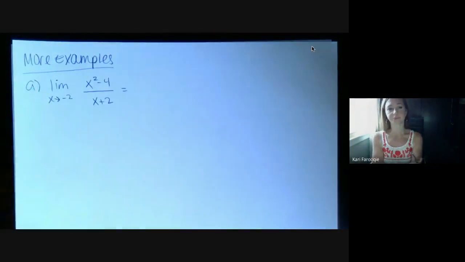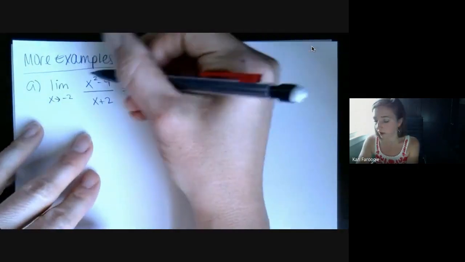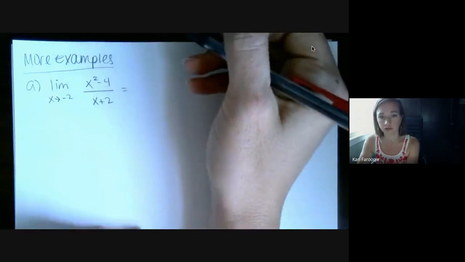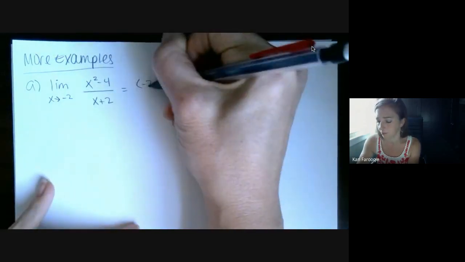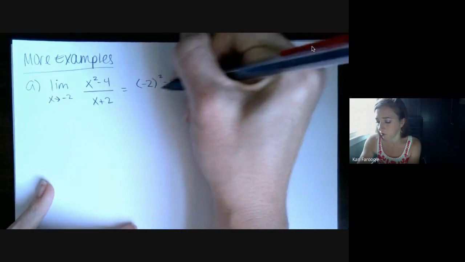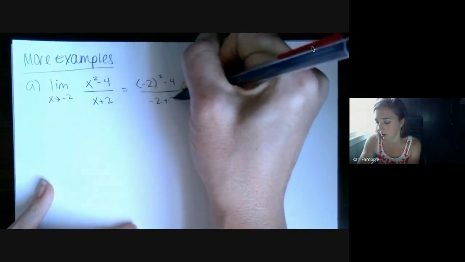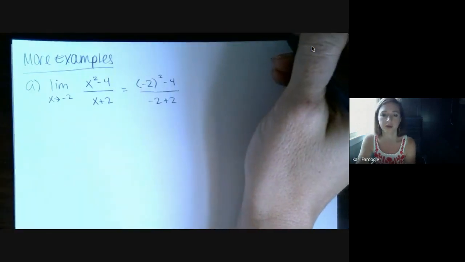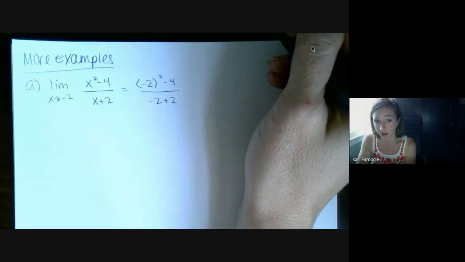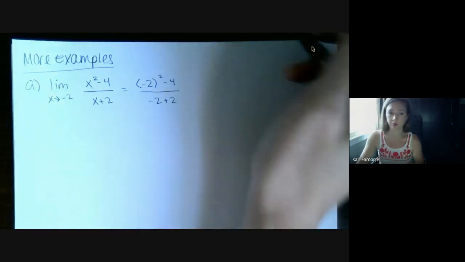I want you to try to do this with direct substitution, and I want to show you what happens here. If we go ahead and just focus on evaluating the polynomials in the numerator and the denominator separately, you'll get -2 squared minus 4 divided by -2 plus 2. Well, don't forget that -2 squared, I talked about this last time, but it's so important that I'm going to talk about it again.